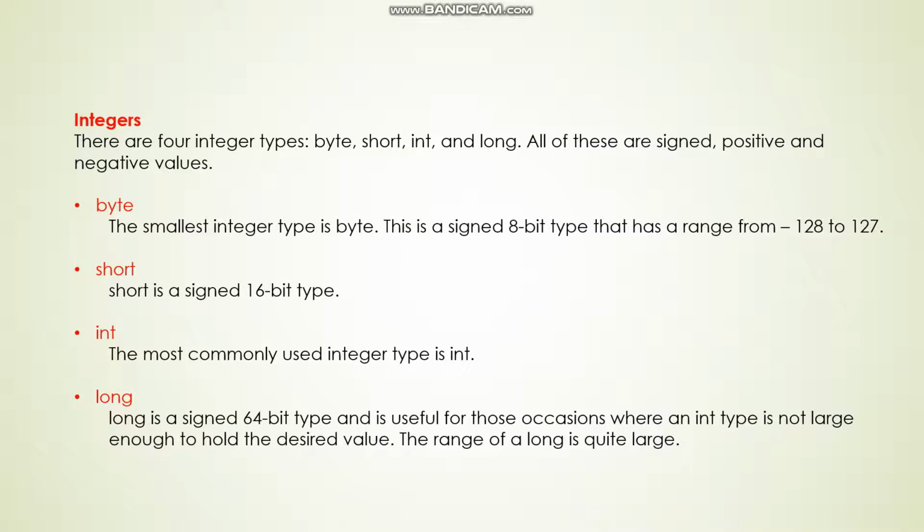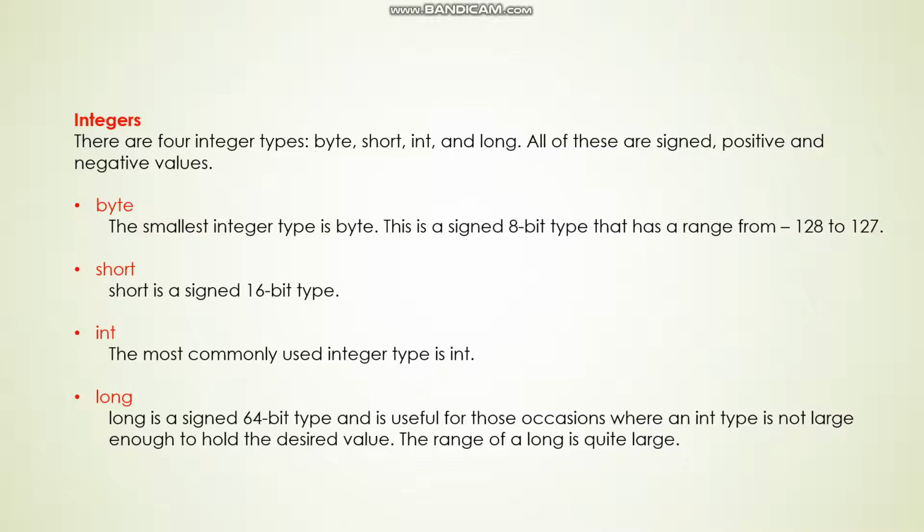Now primitive data types are further classified into 4 groups. Integers, floating point numbers, characters, and booleans. Now in integers, there are 4 integer types: byte, short, int, and long. All of these are signed positive and negative values. Java does not support unsigned positive only integers.